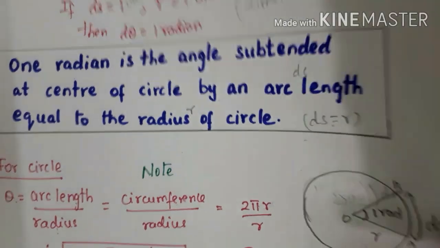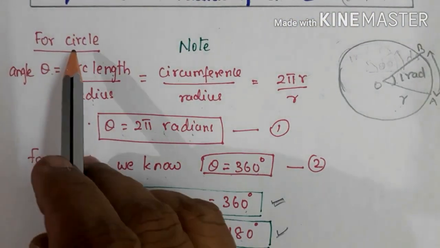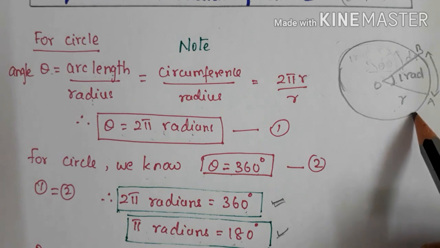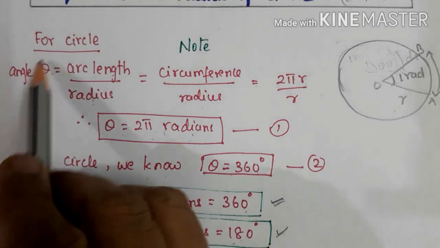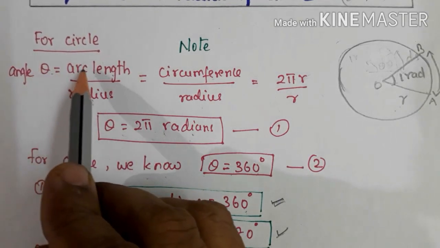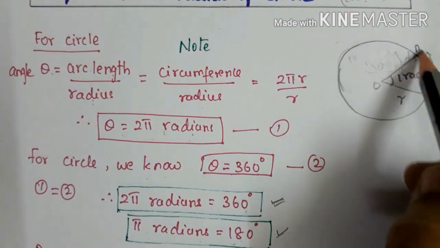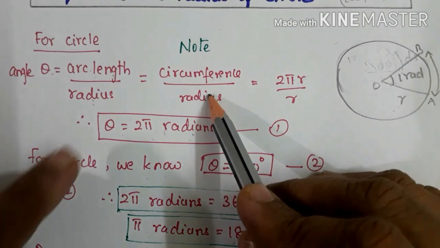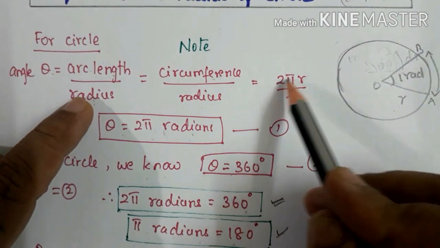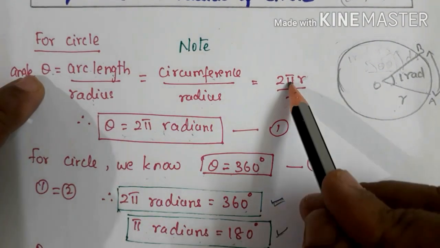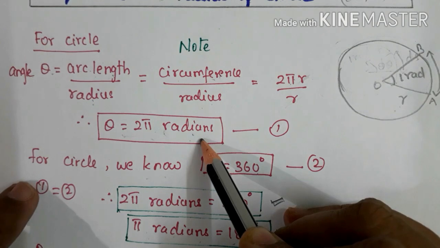Now you should be familiar with all these. For the full circle, you are going to find the radian and equate it with degree. You are going to bring the relationship between degree and radian. For a circle, angle theta is equal to arc length by radius, the general formula. Here the arc length is the circumference of the circle, divided by radius. Circumference is 2 pi r by r. The r's get cancelled, so theta is equal to 2 pi radians.